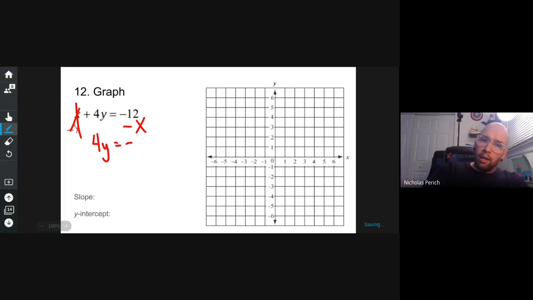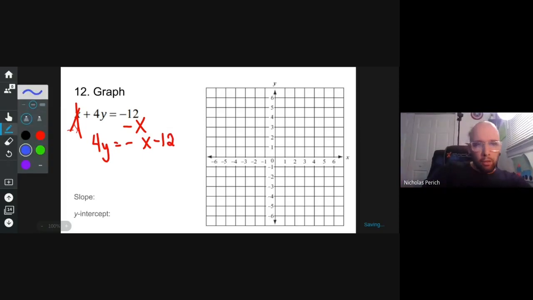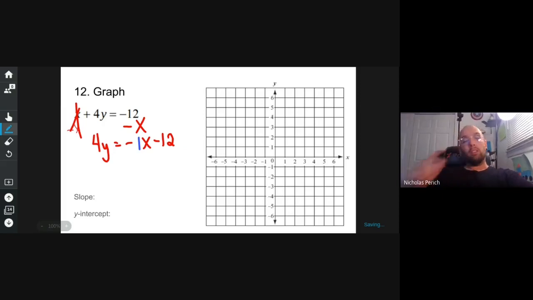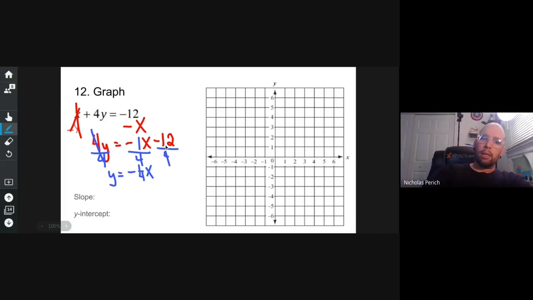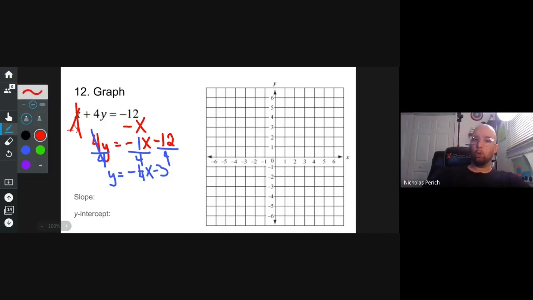Does the negative x and the negative 2 on the left combine? No. So I'm going to write out negative, put a little space in between x minus 12. And again, for the third time, why did I put that space in between? Because a 1 goes there. Is y all by itself? No. Divide everything by 4. So I have y equals negative 1 over 4x. And negative 12 over 4 is just minus 3, because negative 12 divided by 4 is minus 3.